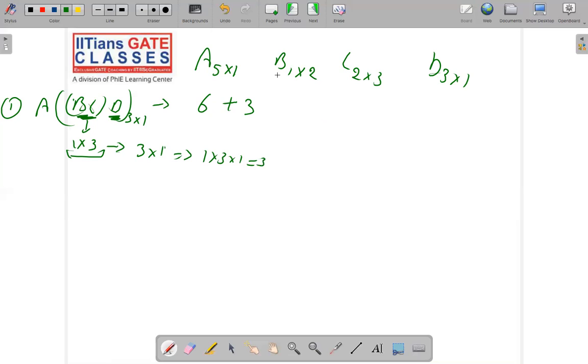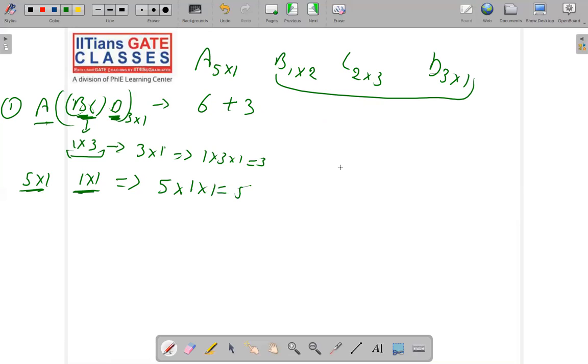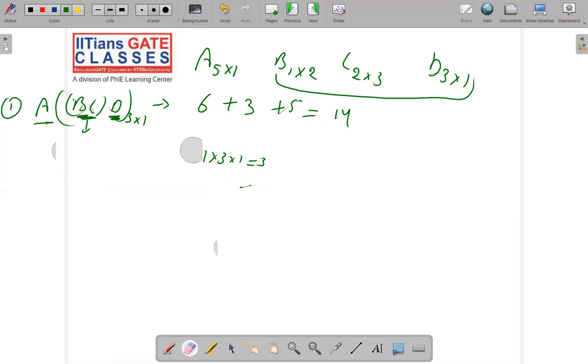Then the resulting matrix after multiplying all these three will be 1 into 1 only. 1 into 1 will be multiplied with A having dimension 5 into 1. These two will be multiplied and the effort is 5 into 1 into 1, which is 5. So plus 5. How much effort do we have here? 9 plus 5, this is 14 in total.